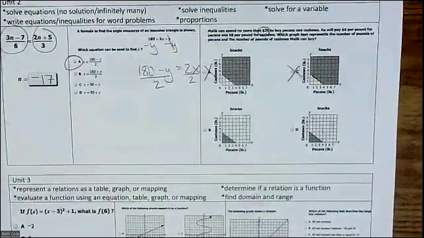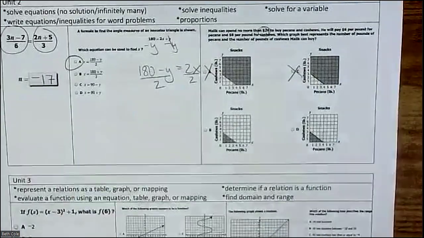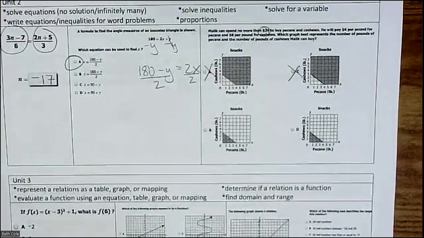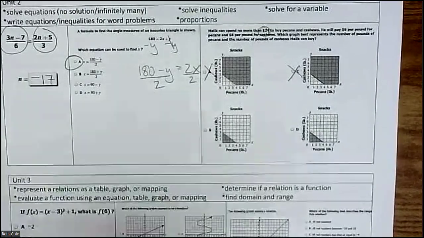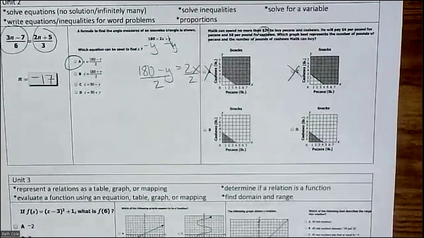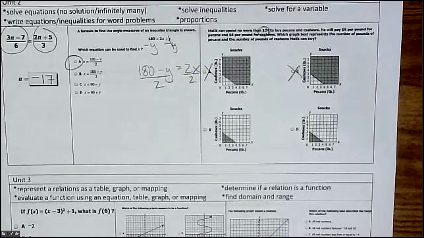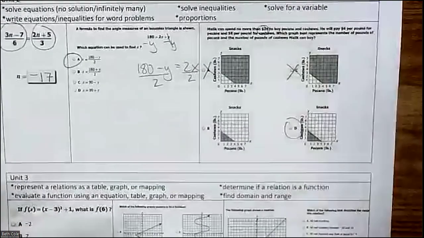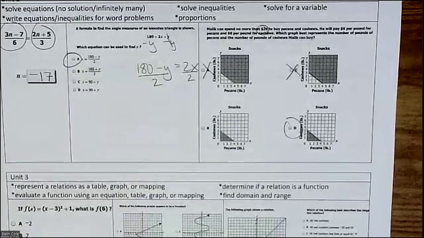A and B. You can get rid of A and B, or A and C. I don't know why it's written like that. All right, so we're gonna get rid of those two because you need it shaded in underneath. And then you can narrow it down based on the solid or dotted. He has $24, which means he could spend $24. So we can include that number, and so we want the solid one. So D for that one.